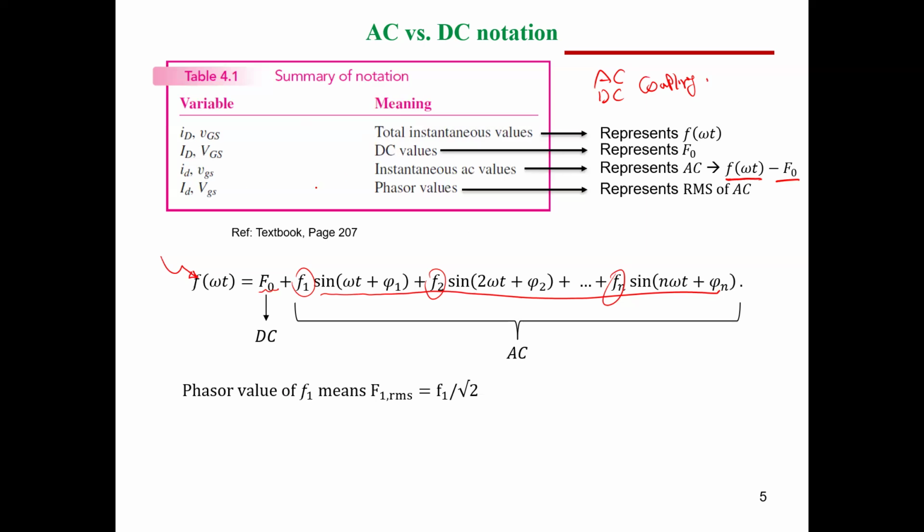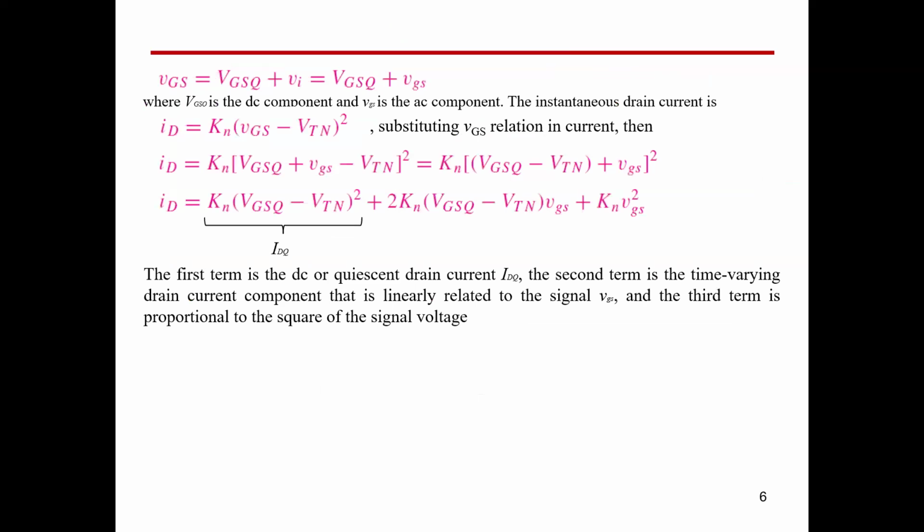What about the capital letter with a little subscript? So a capital letter with a little subscript means the phasor or RMS values of the AC. So capital letter with little subscripts means the RMS values or phasor values. Okay. So these are the different forms or notations we have for DC and AC components. Okay. Let's see how we can apply that to our equations and circuits today.